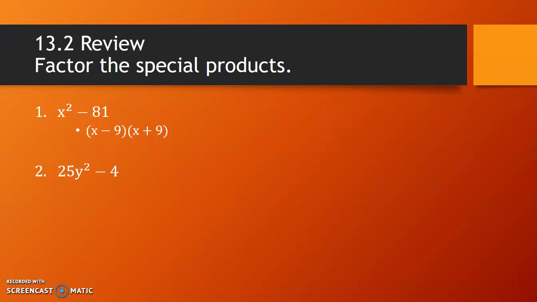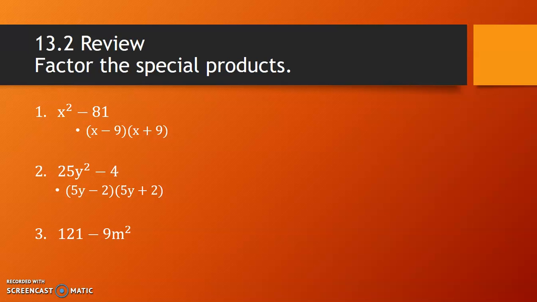Same thing here, you would check and see if you can square root both of the first and the last two terms, which you can. So you'd have 5y and 2. There is a minus sign in the middle, so you do (5y minus 2)(5y plus 2). Remember, when you factor, one of them should have a minus sign, one of them should have a plus sign.